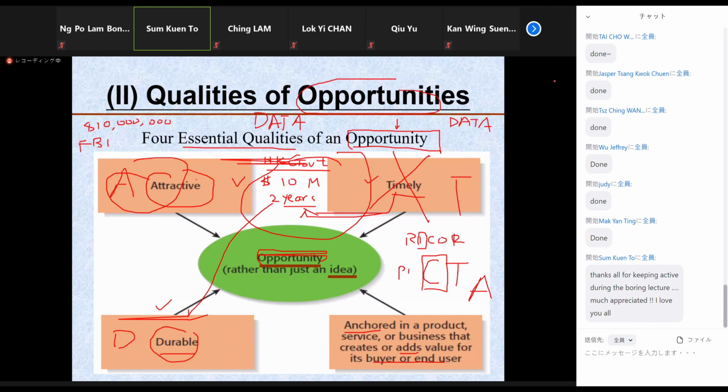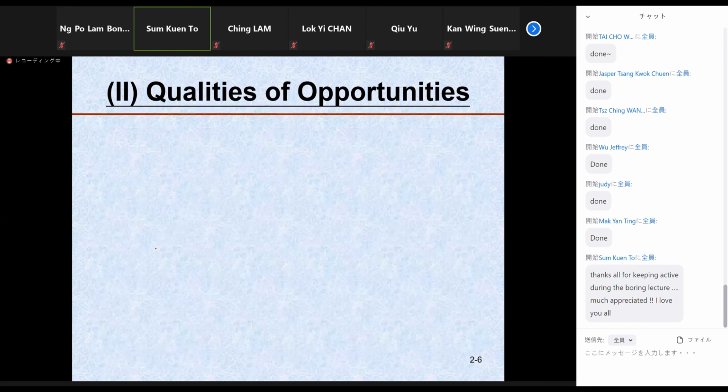Here, we talk about opportunity. Opportunity is not just idea. And as I said, after the government announced this one, the DATA, which is opportunity to you, you start thinking, wow, how can I apply for the fund? What should I do? So you generate a lot of good ideas in order to catch that. So here is the one.